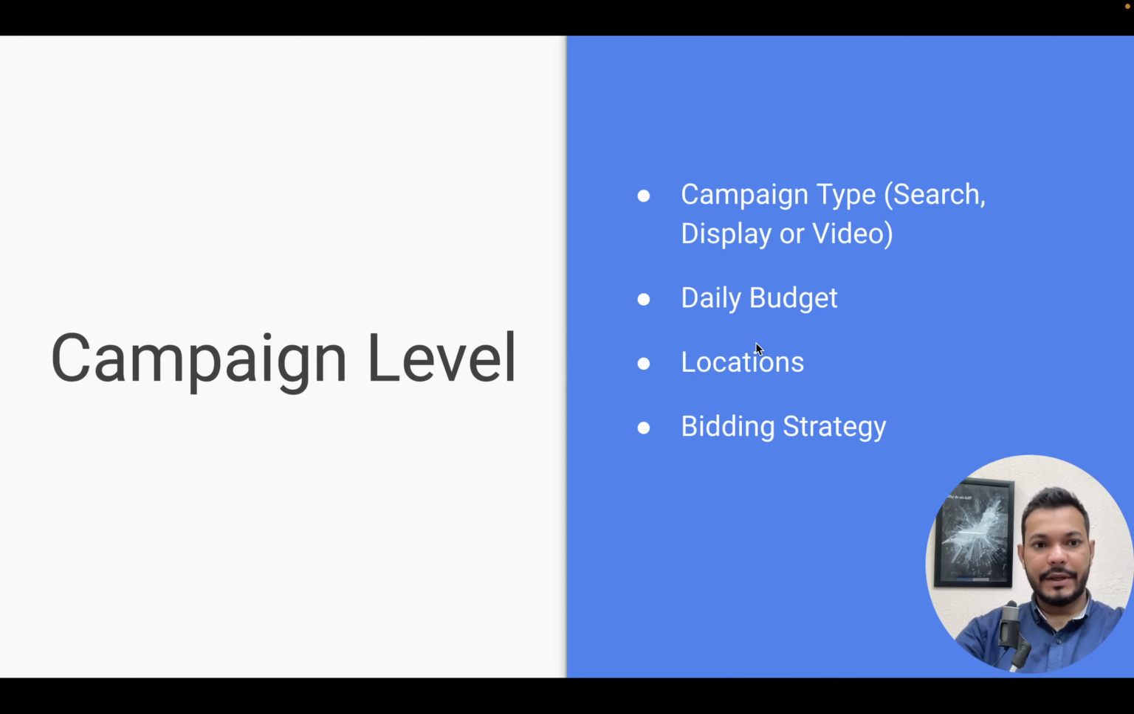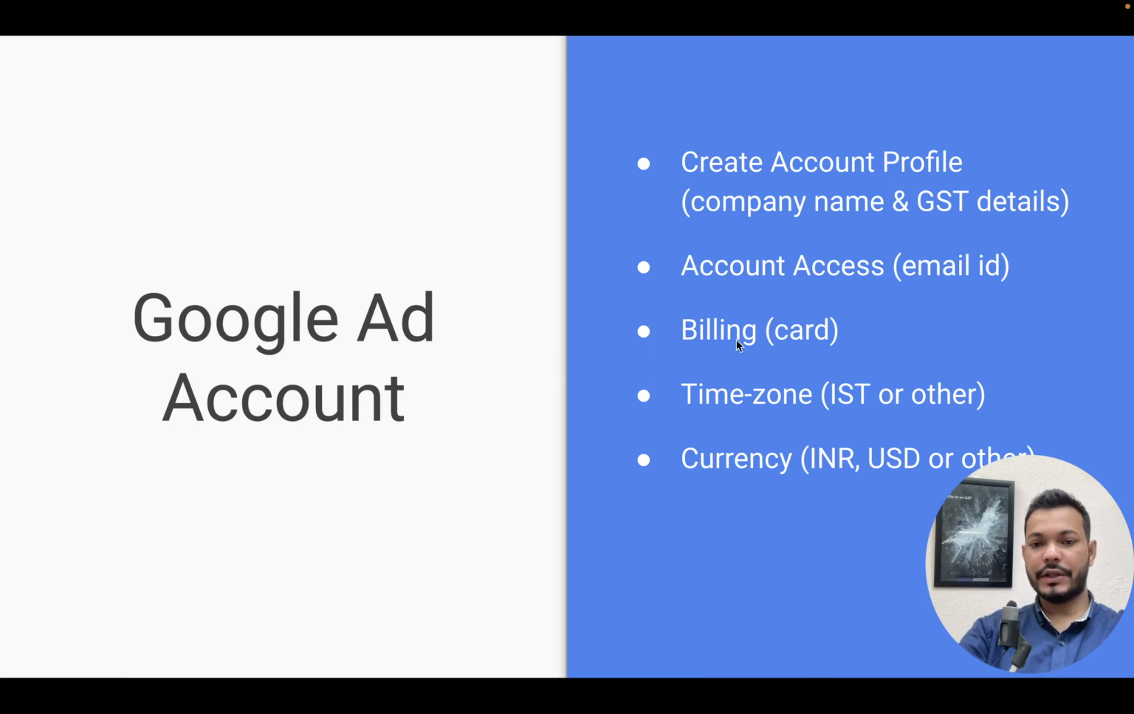These five are the essential things that you set up at the account level. And all the campaigns in this account have to follow the same billing details, the same time zone, currency, and company name. So if you want to have different companies, or two different billings, you should have two different ad accounts. You should not run campaigns for two different companies in the same account. Otherwise, your billing will be merged and you can only take a bill on behalf of one company.